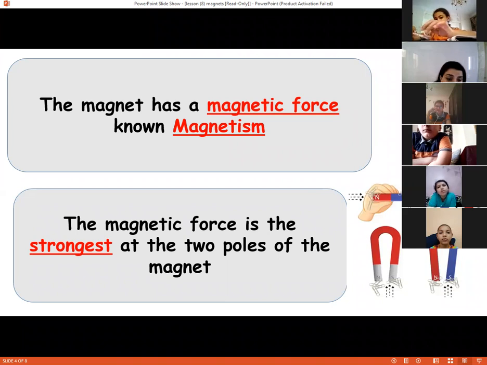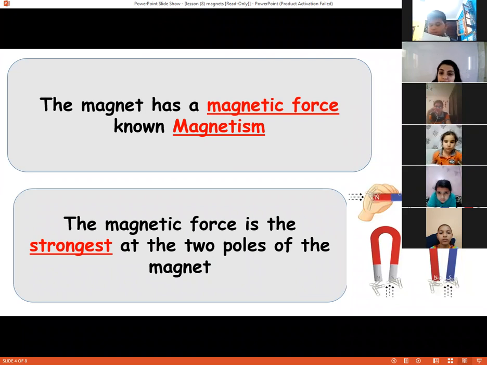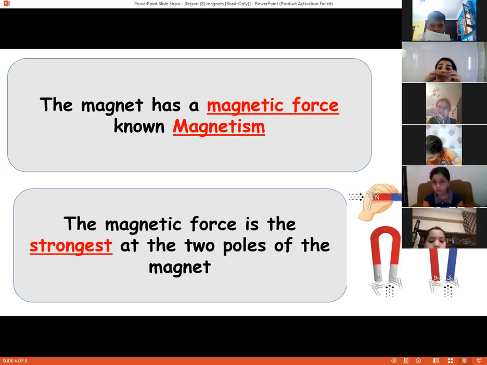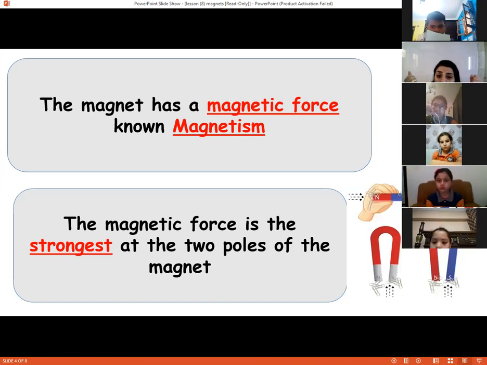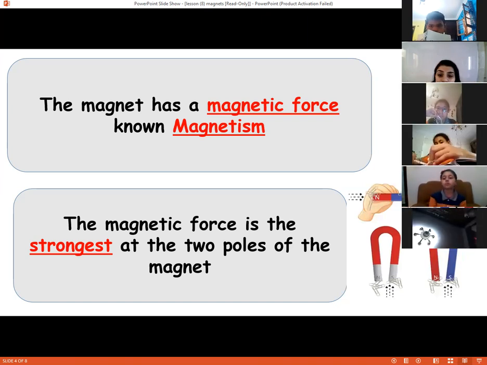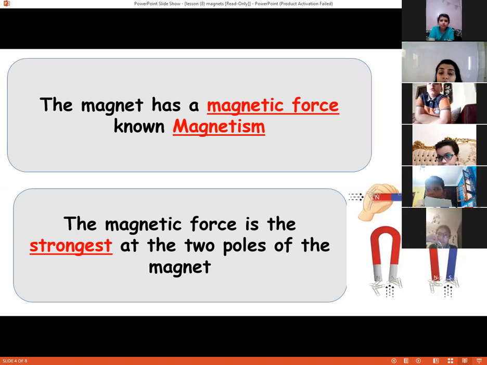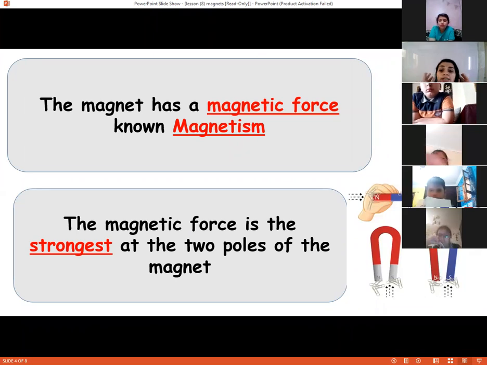Look at this magnet. In the middle here, if you put something made of iron in the middle of the magnet, it does not attract. You must put it at the two poles, because the two poles have the strongest magnetism. Which part in the magnet has the strongest magnetism? Two poles or the middle? Two poles. Super. So the two poles have the most powerful, the strongest magnetism.